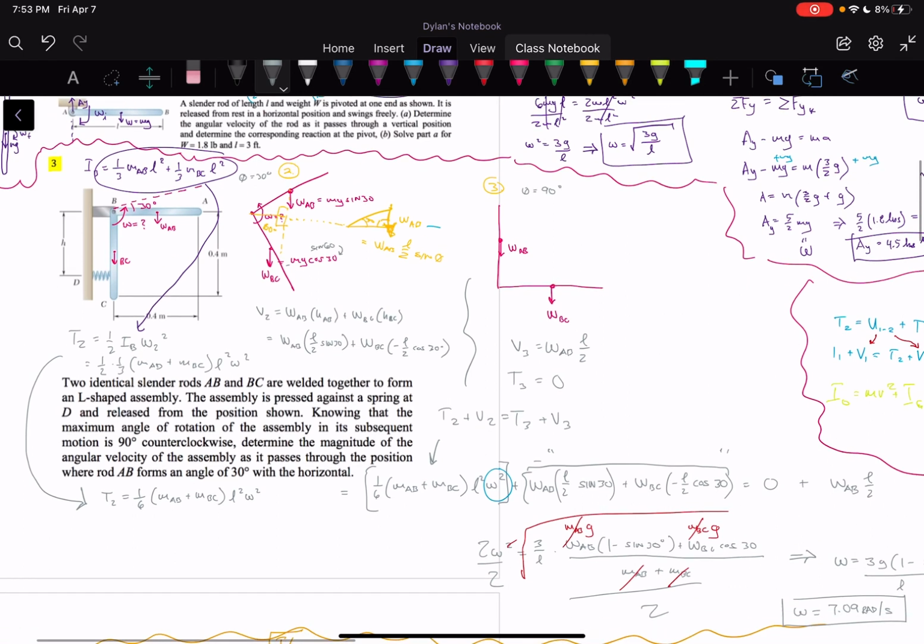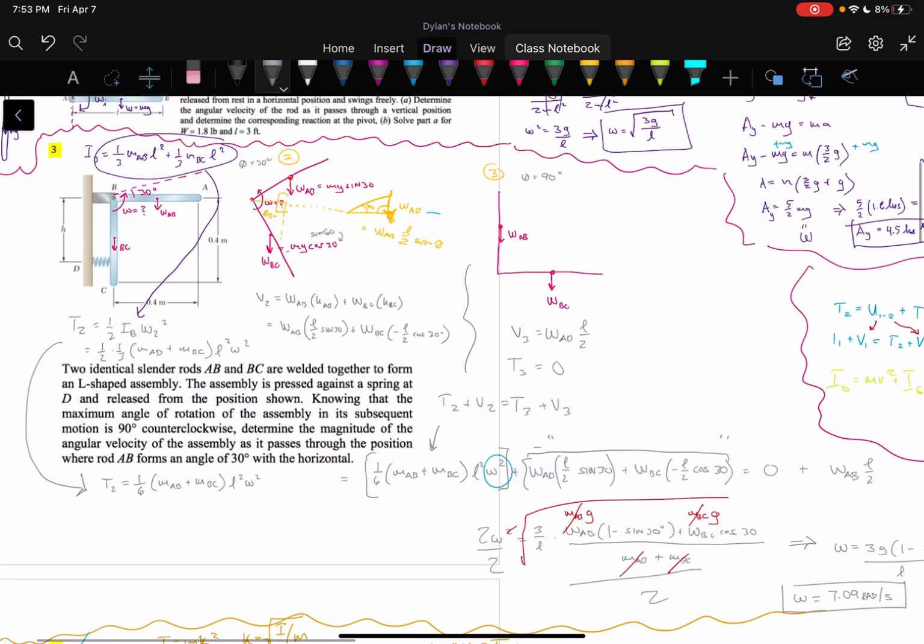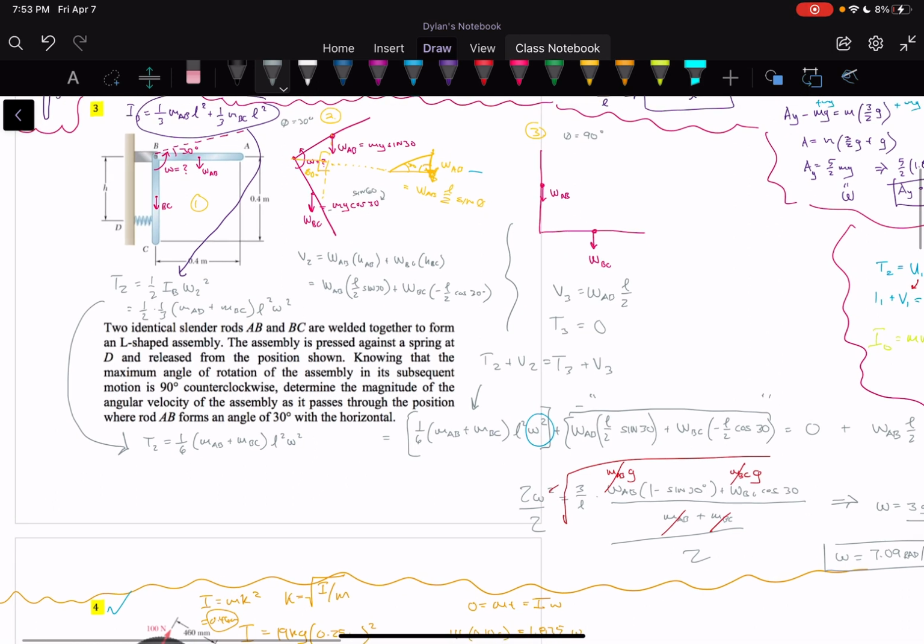Number 3, I went over this one with you in office hours. So basically, we have 3 different positions. Position 1 right here, 2 there, 3 there. And we need to find our potential and kinetic energy at each point. Point 2 is a little more complicated because we have that 30 degree angle. And so we do have to account for that with our center of mass, mg, pointing down for each rod.